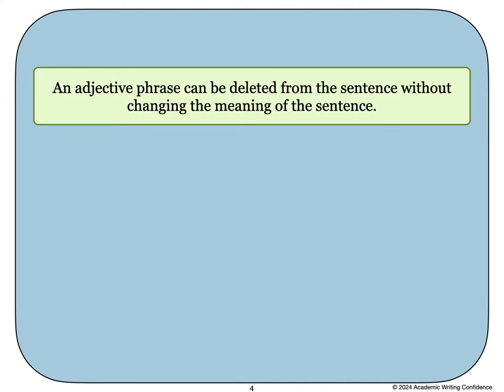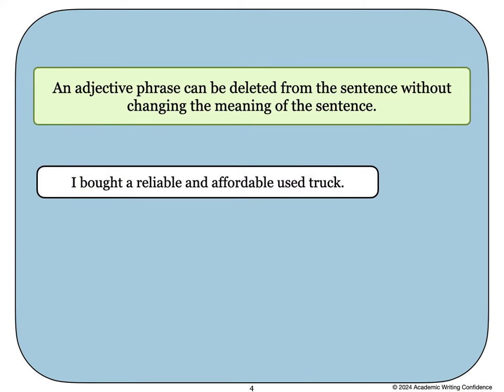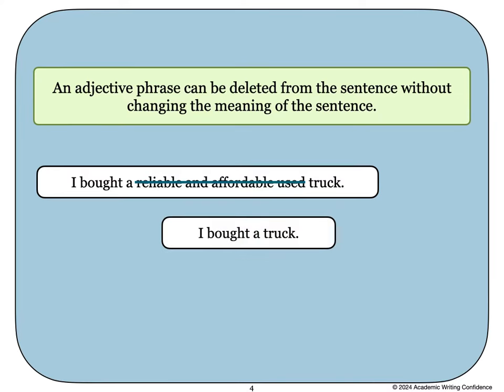An adjective phrase can be deleted from the sentence without changing the meaning of the sentence. I bought a reliable and affordable used truck. If we take out the adjective phrase, we are left with the sentence, I bought a truck. The meaning of the sentence has not changed, although with the adjective phrase, there is more description of the truck.